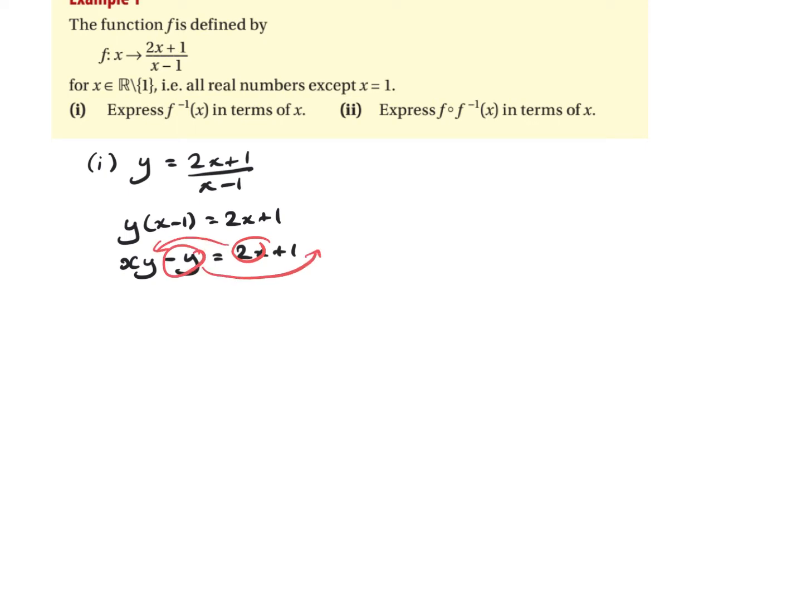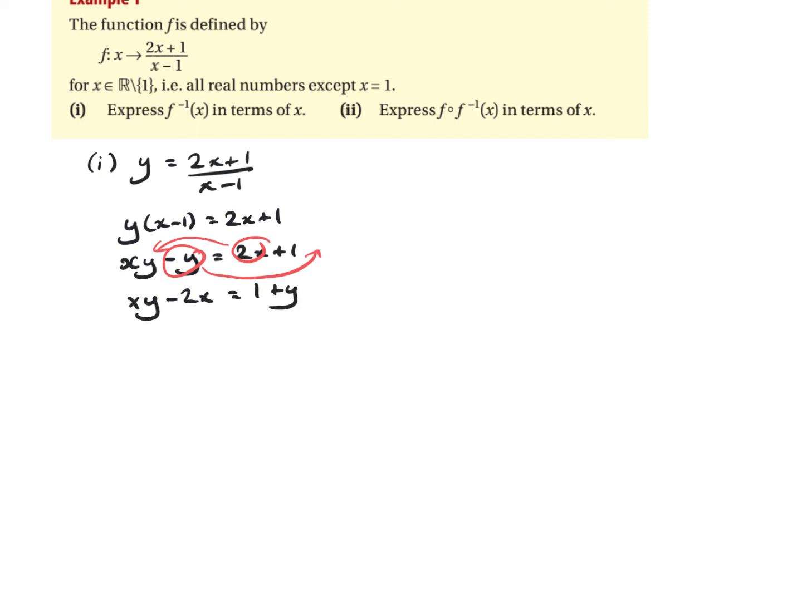Now I could have, if I wanted to, taken this xy across to here and this plus 1 across. I've just decided that I want to take the x's over to the left here, and that's entirely up to you. So my next stage looks something like this. I've got xy, and then I have minus 2x, and I'm going to take that y across, so it's going to be equal to 1 plus y.